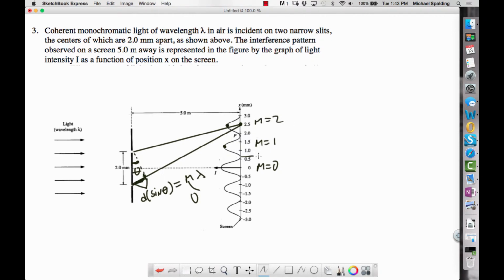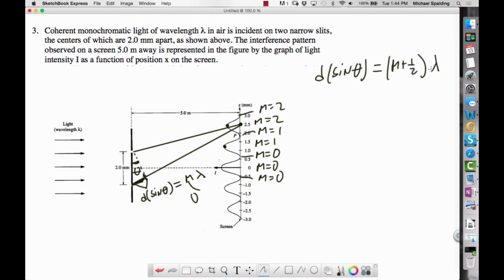As far as the darks go, there's a 0 order dark on each side of the 0 order bright. So this right here would be m equals 1 for dark. This right here is m equals 2 for dark. Those are the fringe orders. So d sine theta is the extra distance traveled, and for bright, it's going to be m lambda. For dark, if you're focusing in on a dark spot, it becomes m plus 1/2 lambda. You need it to be a 0.5 multiple of the wavelength.